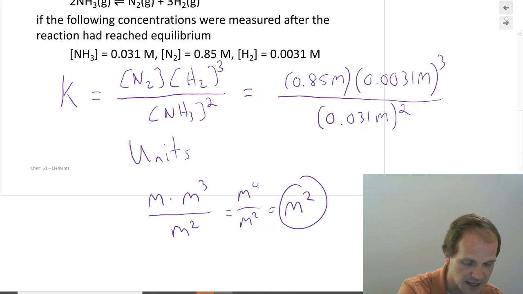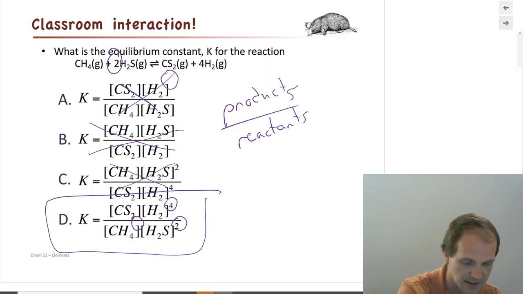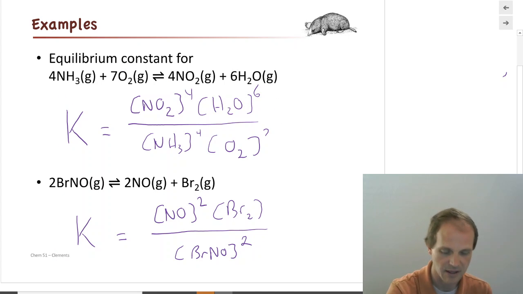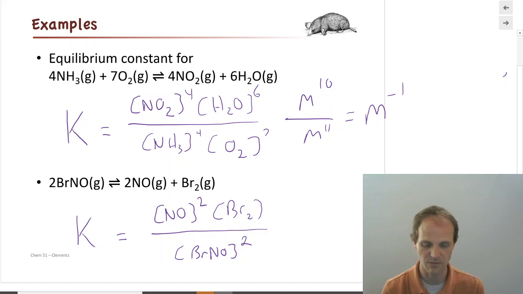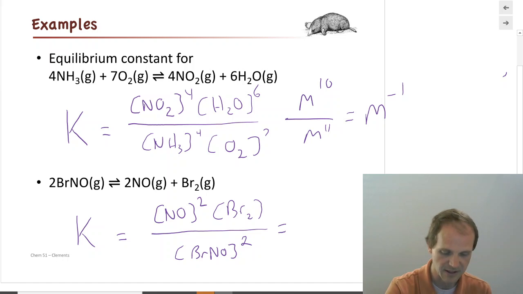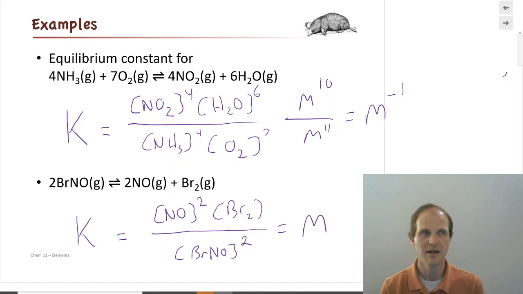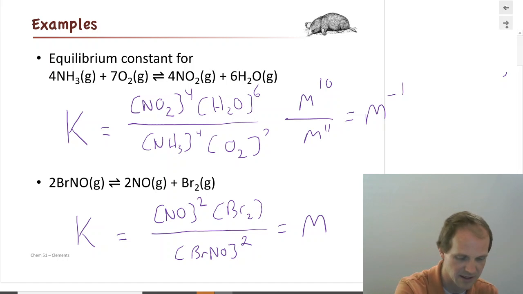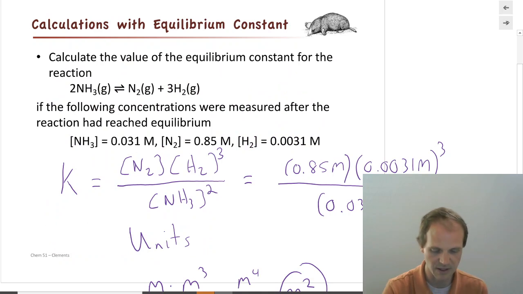I'm going to go back one slide, or 2 slides, and look at these guys. What would I get? On the top, I'd get molar to the 10th. On the bottom, I'd get molar to the 7 plus 4 is 11th. And I'd get an overall unit of molar to the -1, or 1 over molar. On the bottom one, I'd get a unit of molar. Those aren't units that make sense to me, right? Molar to the -1, and over here we've got molar squared.